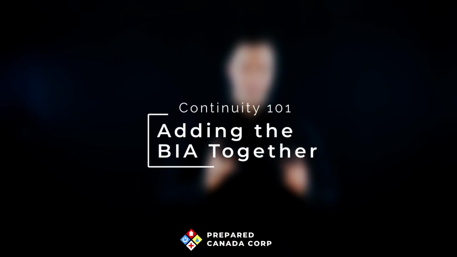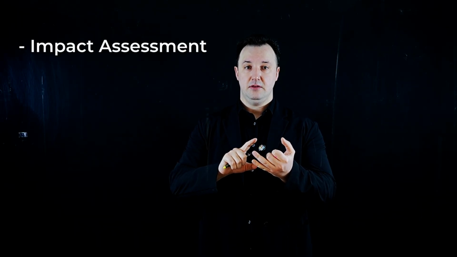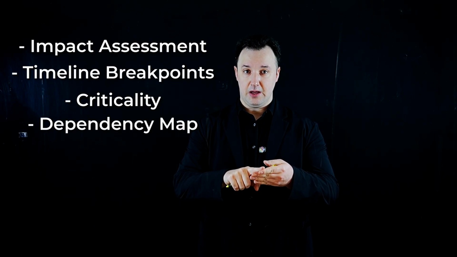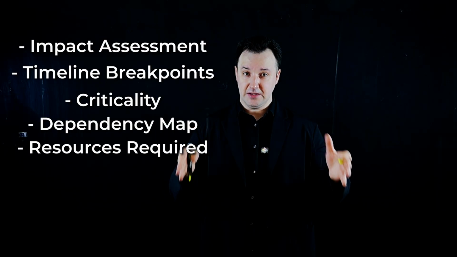Adding it all together, time for a trip down the rabbit hole. Take your 5 sections. You've made the impact assessment, the timeline breakpoints, the criticality, the dependency map, and resources required. Everything except for the dependency map now can be combined into one chart if you want.